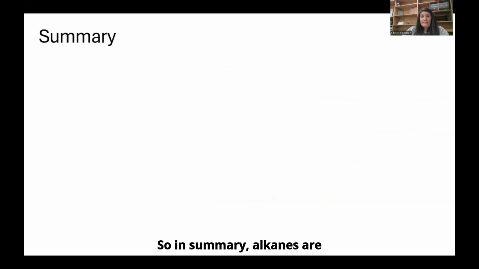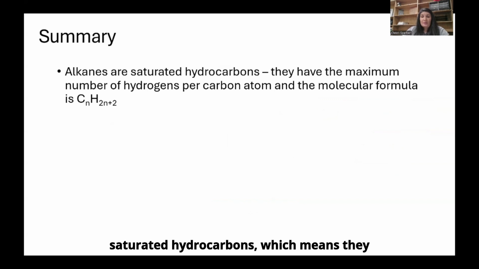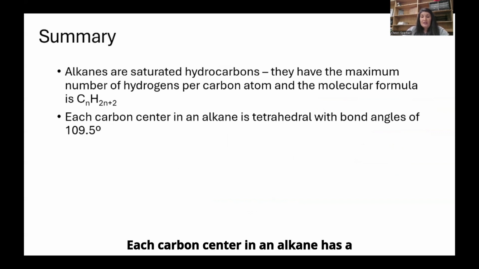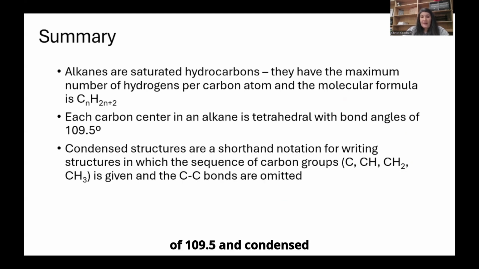So in summary, alkanes are saturated hydrocarbons, which means they have the maximum number of hydrogens per carbon atom, and their molecular formula is CnH2n+2, where n is the number of carbons. Each carbon center in an alkane has a tetrahedral electron and molecular geometry with bond angles of 109.5 degrees. And condensed structures are shorthand notations for writing structures in which the sequence of carbon groups, which are the C, CH, CH2, and CH3, is given and the C-C bonds are omitted. So the actual drawing out of the bonds is omitted.